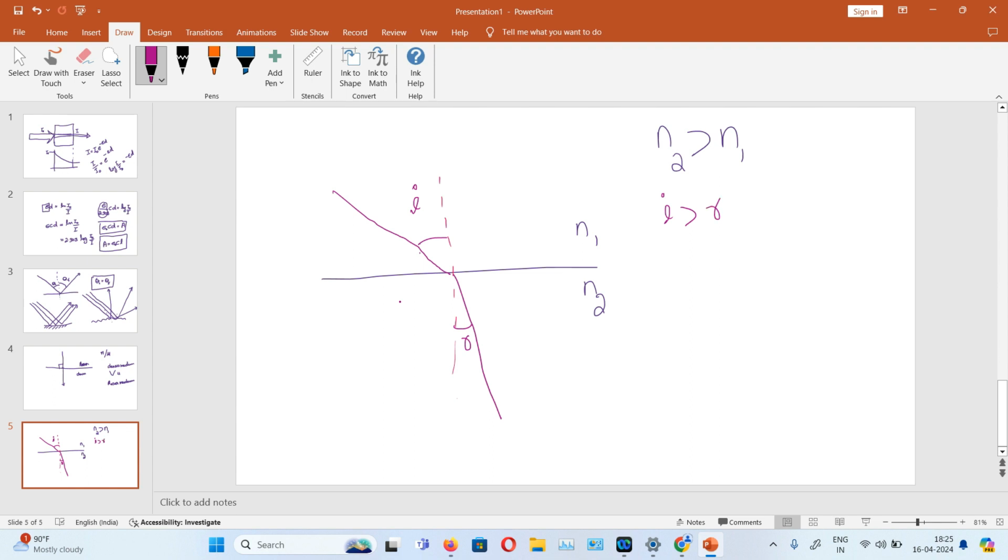How it is quantitatively described depends on Snell's law. This is given by N1 sine I equal to N2 sine R, or sine I by sine R equal to N2 by N1.